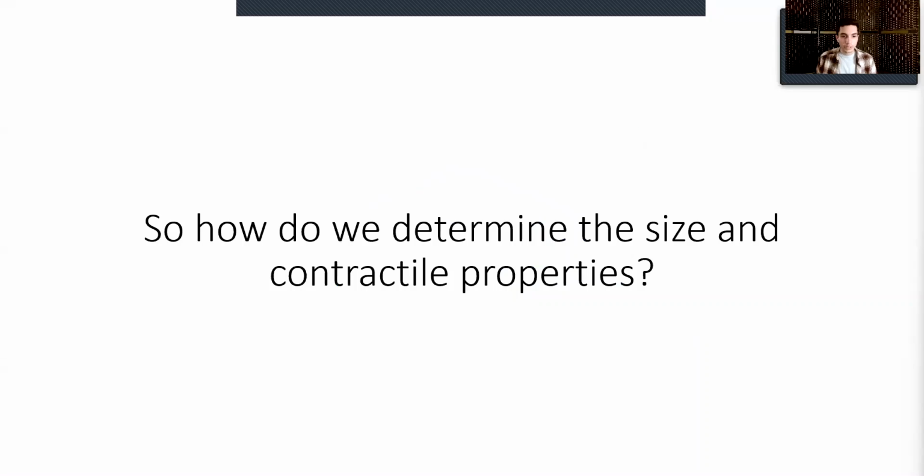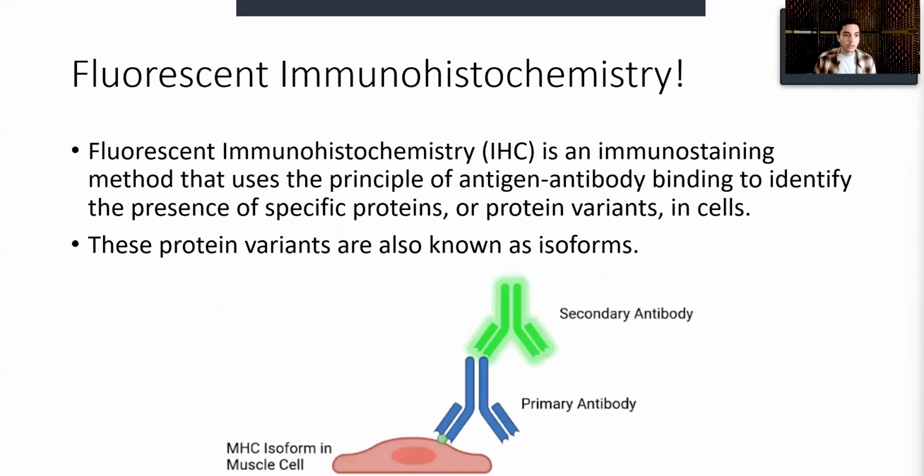So how do we determine the size and contractile properties? Here's where I come in. Fluorescent immunohistochemistry. So it's a method used to identify the presence of certain proteins on cells. It does this by first binding a primary antibody to the protein, and then a fluorescent secondary antibody to the primary antibody. So based on the primary and secondary antibodies that we use, we can fixate on different proteins on the cells, making colorful images like this one.